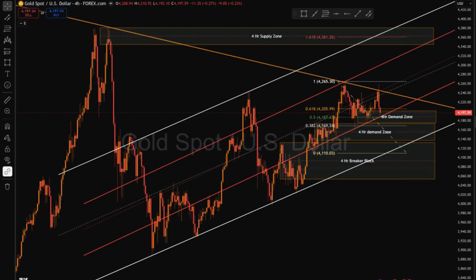5. Bullish scenario. For the bullish outlook, if gold holds the upper 4H demand zone and breaks above the yellow diagonal resistance, we could see momentum push into TP1, TP2, and eventually TP3. This scenario would show buyers regaining control and driving price back into the larger trend channel.